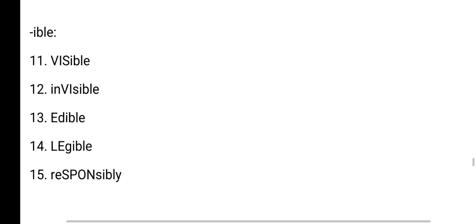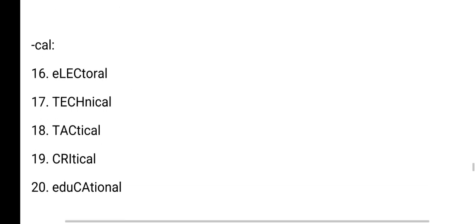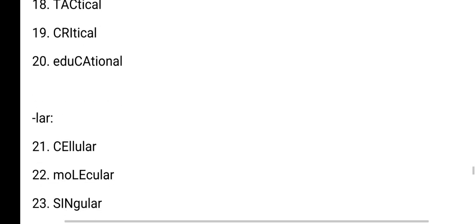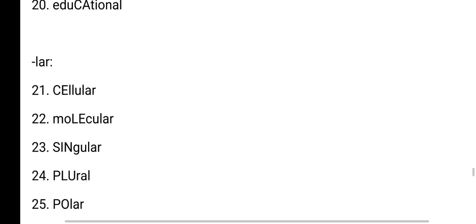What about IBLE? Visible, invisible, edible, legible, responsible. What about CAL? Electoral, technical, tactical, critical, educational. What about LAR? Cellular, molecular, singular, plural. Though plural is two syllables, it's not three syllables. Let's manage it. Polar.